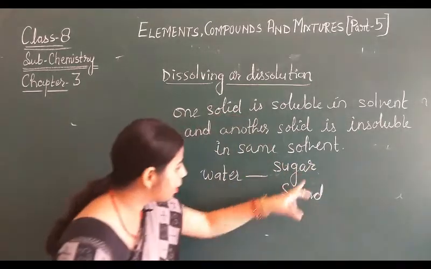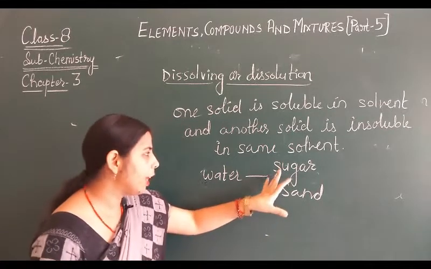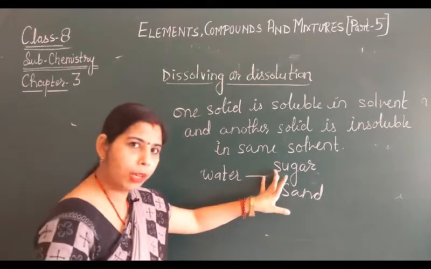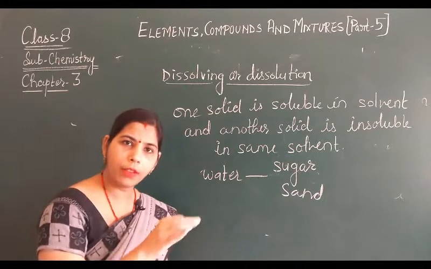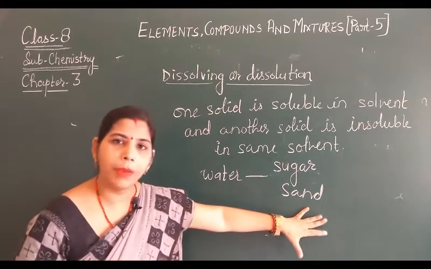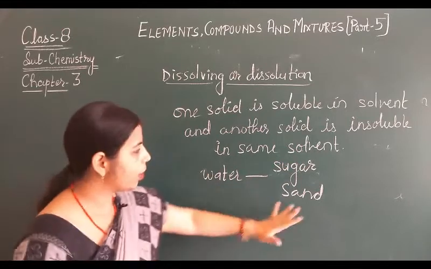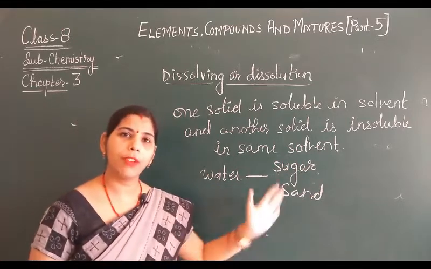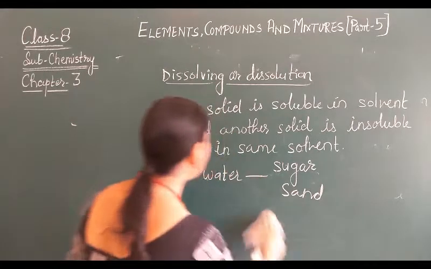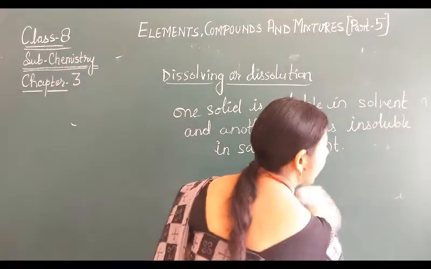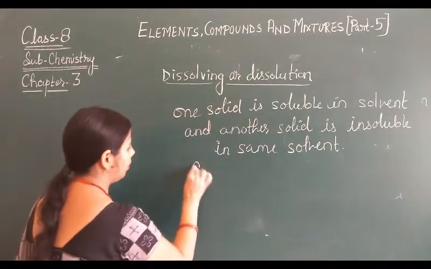When we make a mixture of these three things, sugar, which is completely soluble in water, dissolves in the water completely, leaving behind the sand. That means sugar and water dissolve completely and the sand separates from this mixture. One more example we can take is sulfur powder.